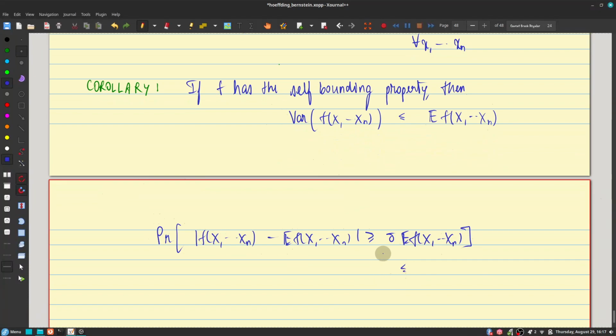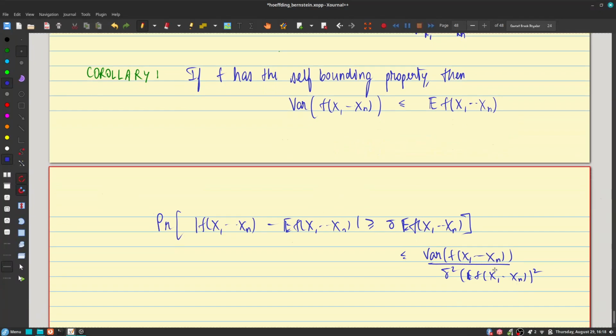I don't know how to use Chernoff for this, because I don't know the moment generating function of f. The only thing I know at this point is this particular quantity. Great. So this is from Chebyshev's inequality. This is upper bounded by the variance of f of x1 through xn divided by delta squared times the expectation of f of x1 through xn, the whole squared.